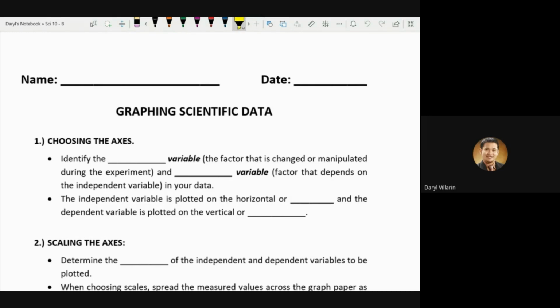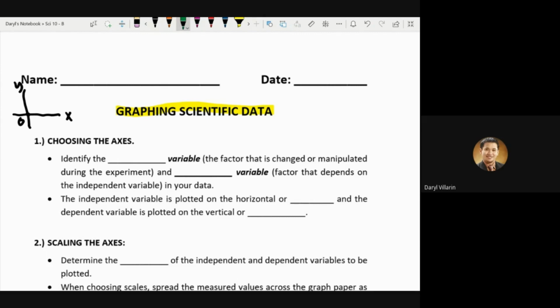Okay, for today, we're gonna learn how to graph data using the Cartesian coordinate system. Remember that the Cartesian coordinate system consists of two lines, one horizontal, which is the x-axis, and the vertical line is the y-axis. And they have a common origin or starting point, which is the point of intersection between these two lines.